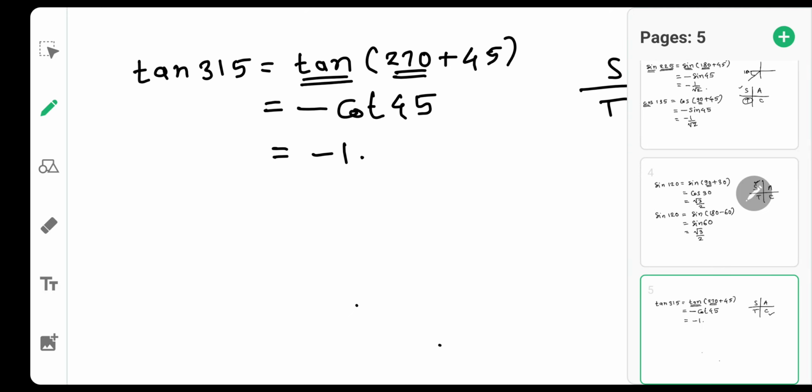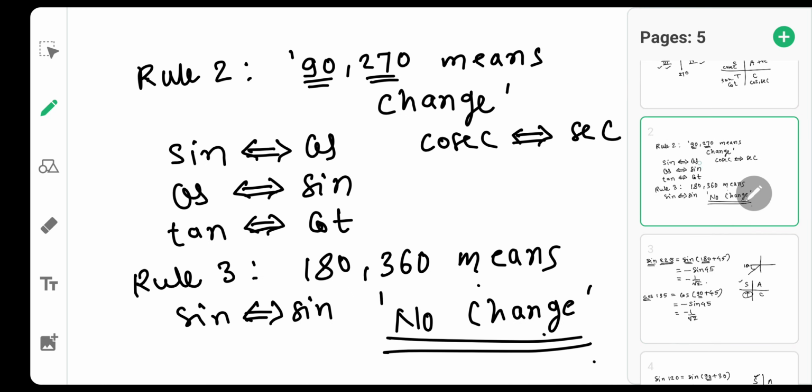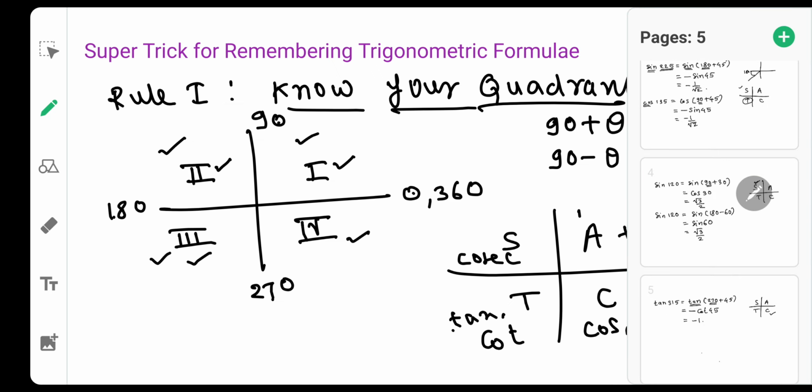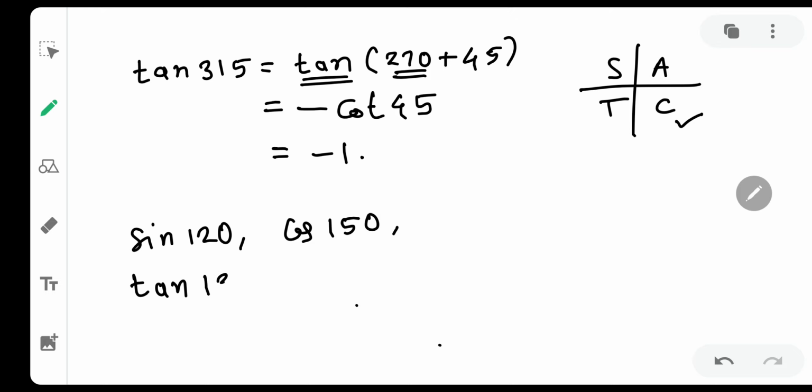Now I hope you have understood all the rules and different techniques to solve such kind of sums. So I will give you some DIY, do it yourself, sums, and kindly solve them and give us the answers in the comment section. So the questions are sine of 120 degree, cos of 150 degree, tan of 135 degrees. So solve these 3 questions using these super techniques and write down your answers in the comment section.